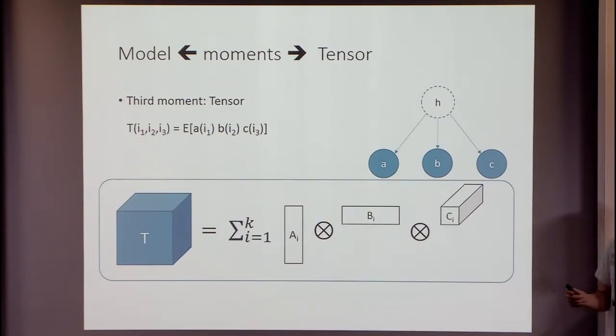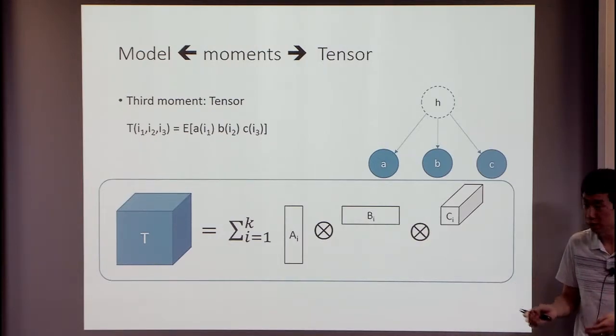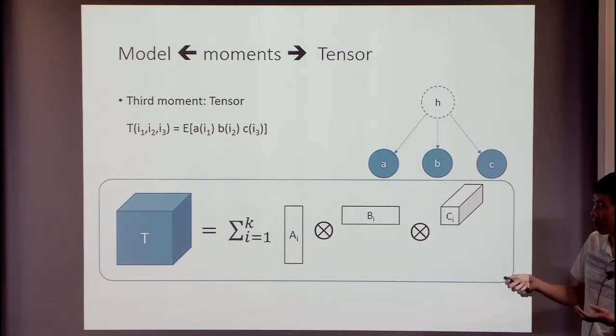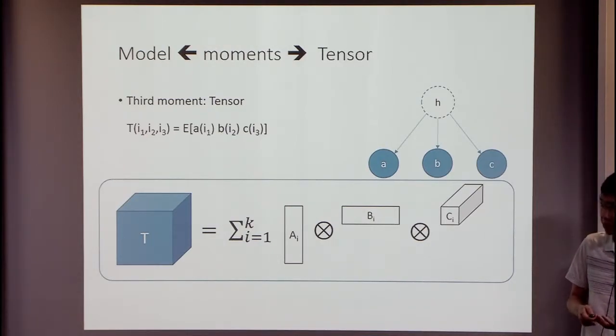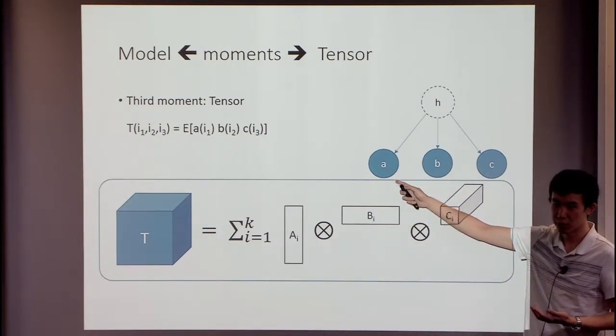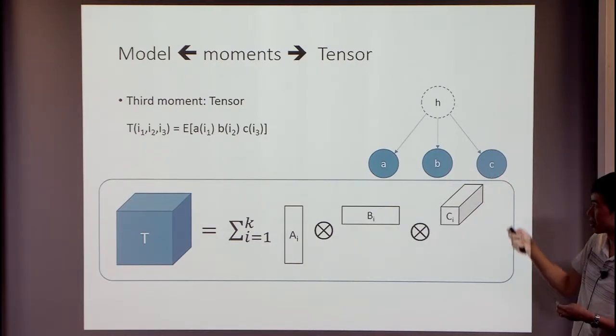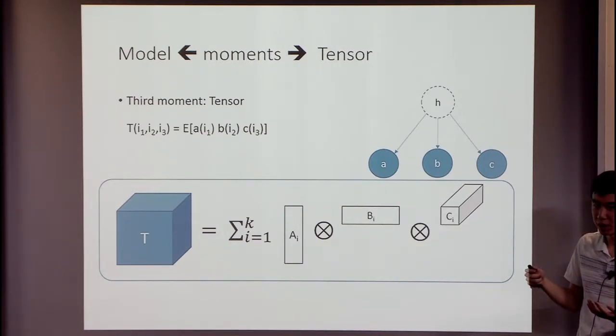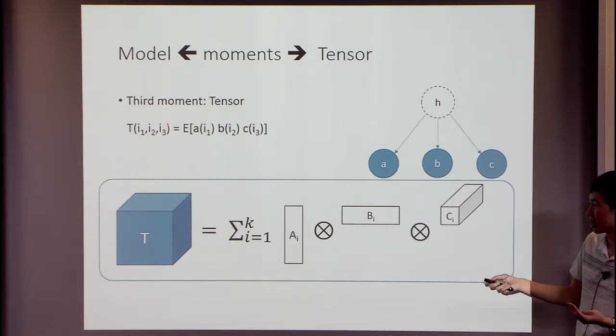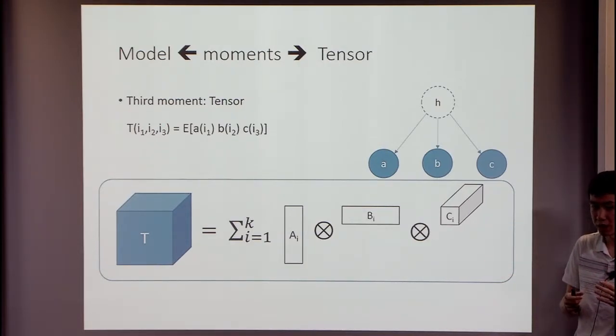And we also need the third order moment, which now is not a vector or a matrix. It has to be represented by a d by d by d tensor. And the i1, i2, i3 component of this tensor will be the expectation of the i1's entry in the first view times the i2's entry in the second view times the i3's entry in the third view. And if you are familiar with tensor product, then this tensor is really the expectation of the tensor product of A, B, and C of the three views.